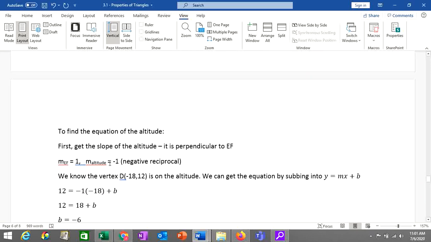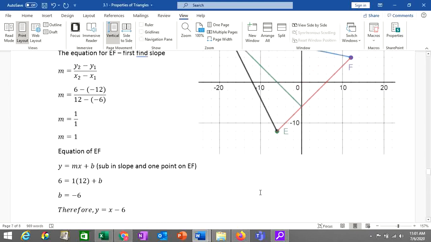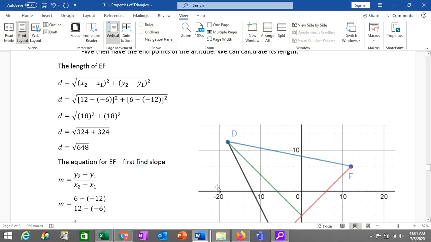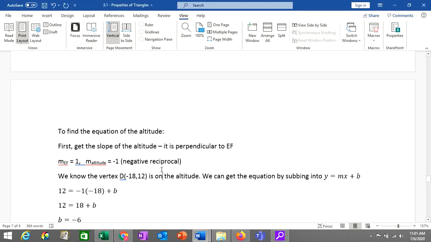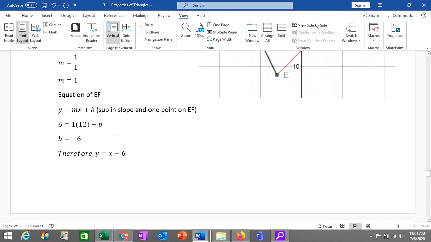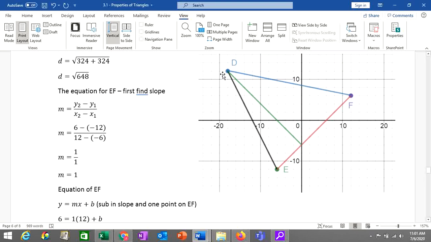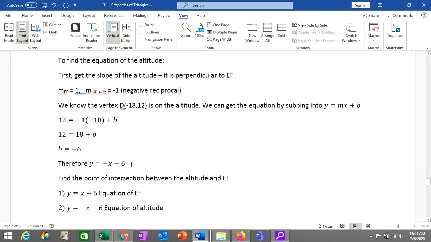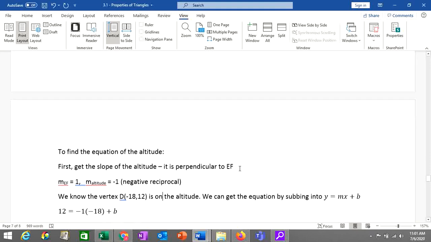Okay, so it's the negative reciprocal. The slope of the altitude, the green line, is negative 1. I also know that this point here is negative 18, 12. I'm given that in the question. So now I'm going to do the same thing that I did just here. I'm going to sub in that point, negative 18, 12, and the slope of negative 1, and that's going to allow me to find the y-intercept of this line, which it turns out is negative 6.